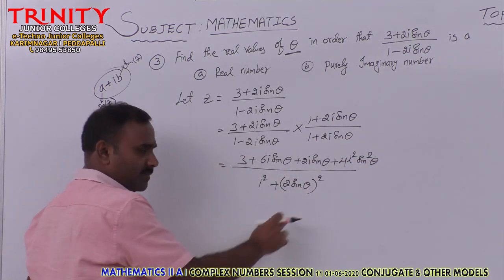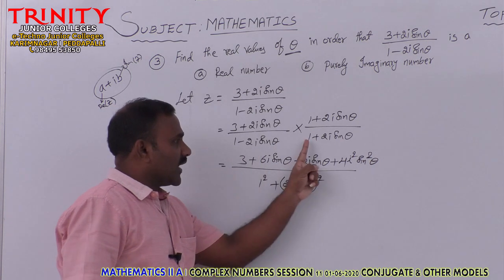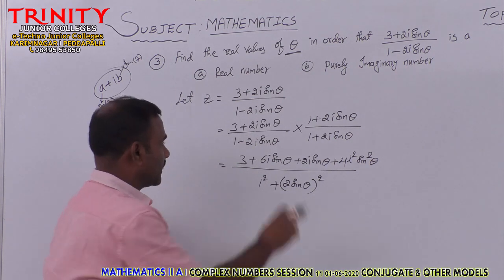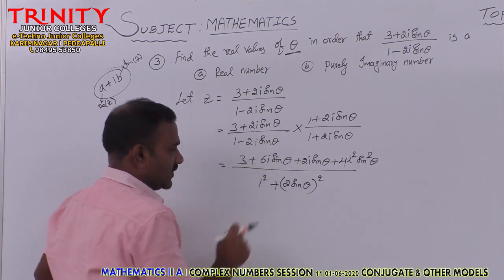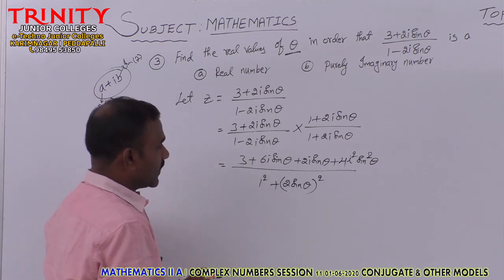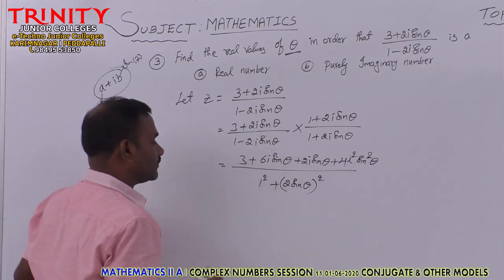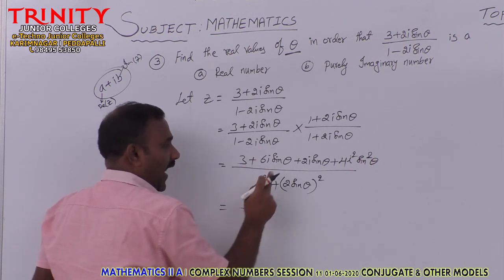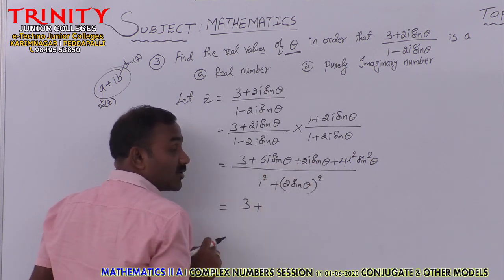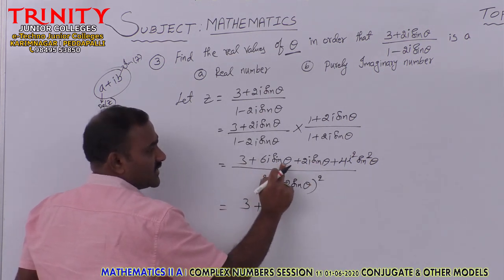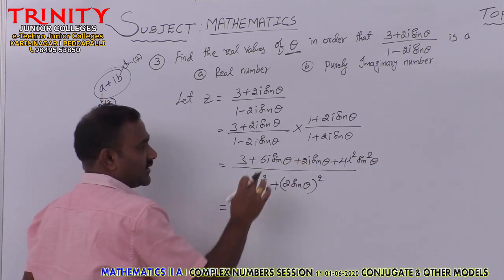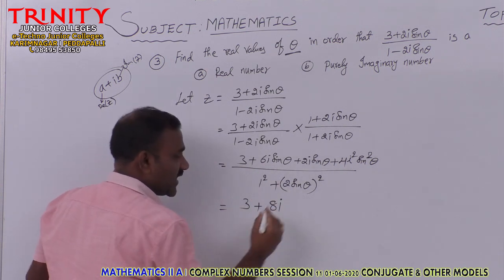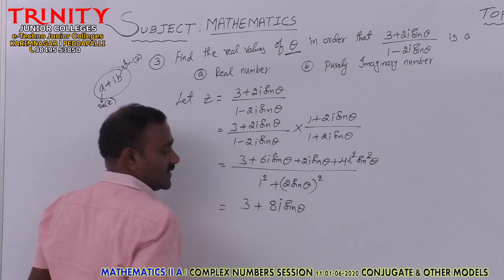Okay, the denominator is also okay, right? (a plus ib) into (a minus ib), where 2 sin theta is b, therefore that is a square plus b square. We already used that form in the previous classes. Now, 3 plus, and these two are the imaginary parts. The i coefficients are nothing but imaginaries: 6i sin theta plus 2i sin theta, that is nothing but 8i sin theta.